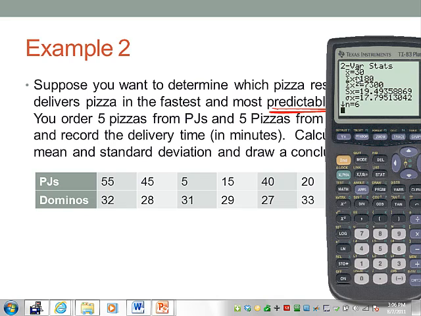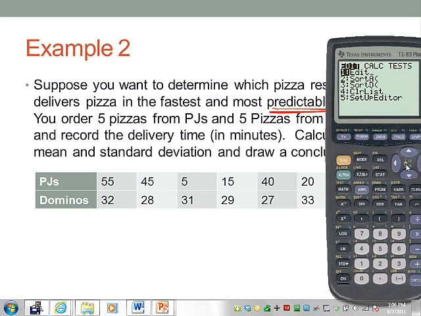So I've got the mean. So L1 is the X bar. So the mean for Papa John's is 30. Standard deviation, this is a sample, so it's 19.4. I scroll on down, the Y is L2. So the Y is Domino's. Again, a mean of 30. Standard deviation of 2.4. Now normally I don't use the 2-variable statistics.